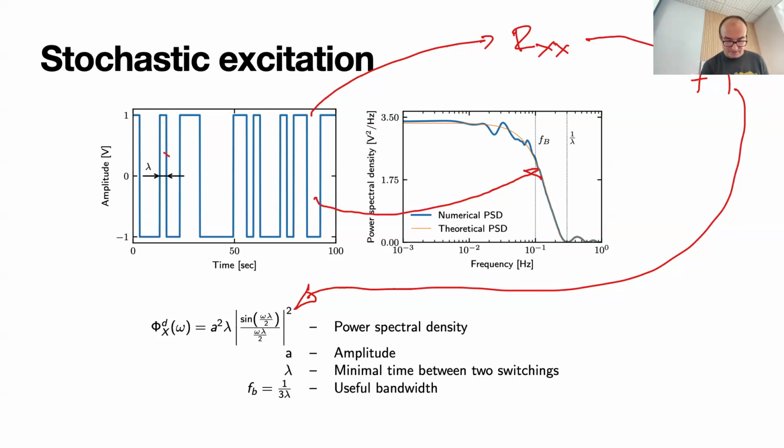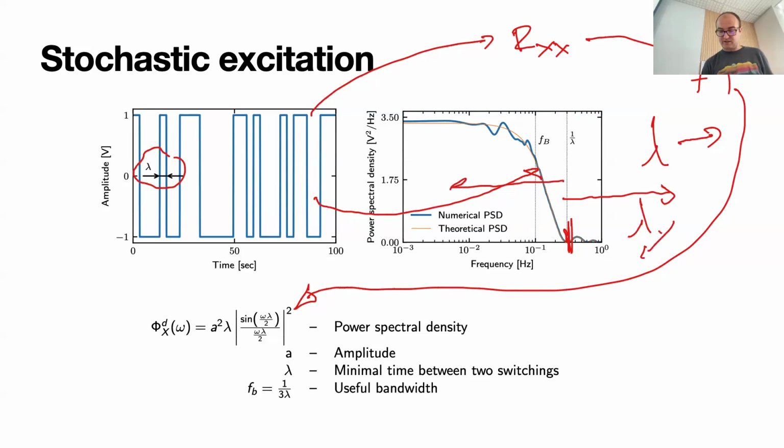This lambda parameter actually determines where this 0 occurs. So if I want wider bandwidth, I should move this part this way. This means lambda should be increased. And if I want to generate lower bandwidth, lambda should be decreased. And by tuning this lambda, I can select the bandwidth where I want to excite my system.